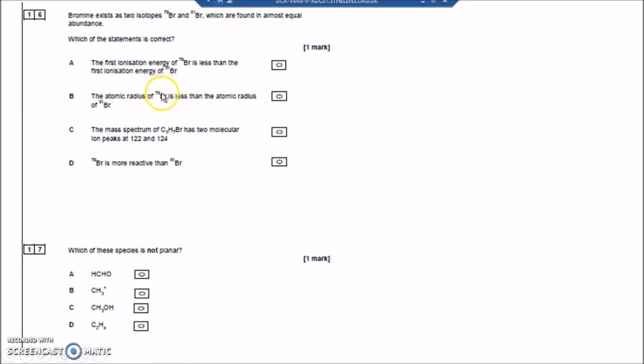But the nuclear attraction, number of protons, number of electrons and electrons in shells is identical, so the atomic radius is going to be identical. Reactivity depends on the number of electrons in the outer shell, so the reactivity is identical because the number of electrons are the same. The only difference is that the mass spectrum has two different molecular ion peaks.